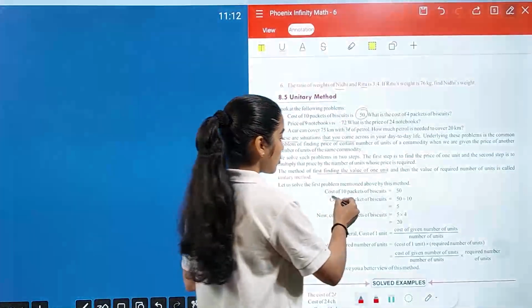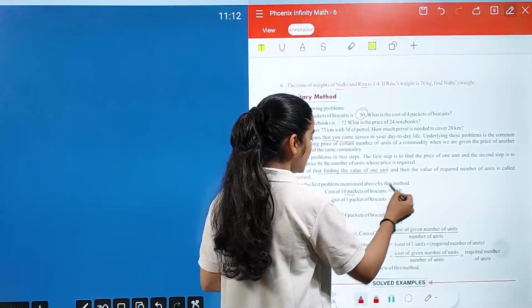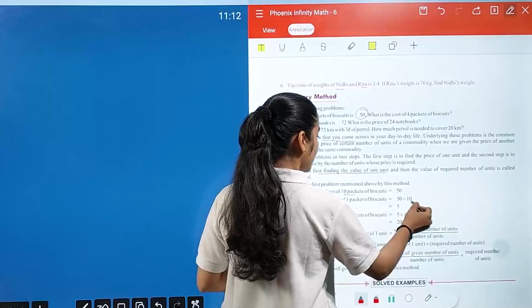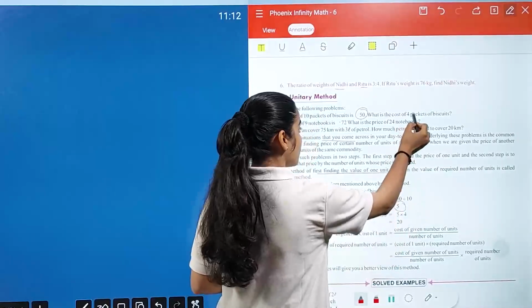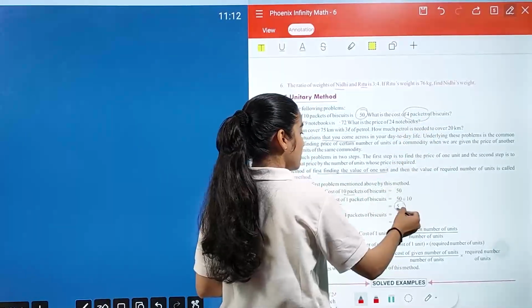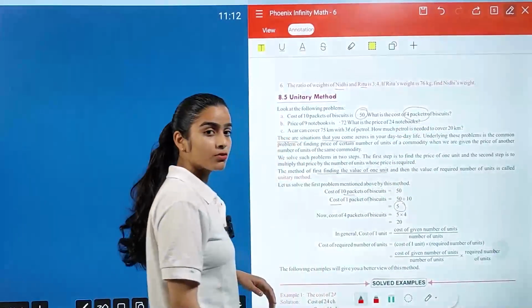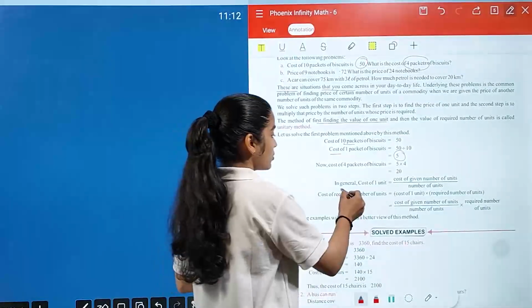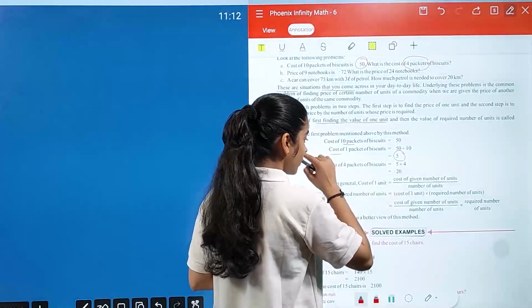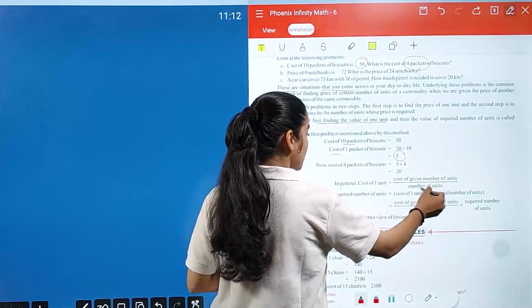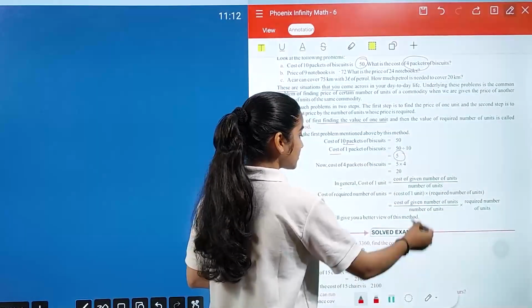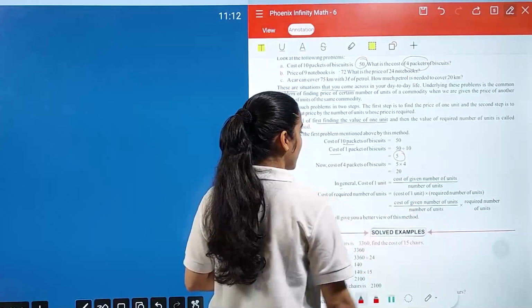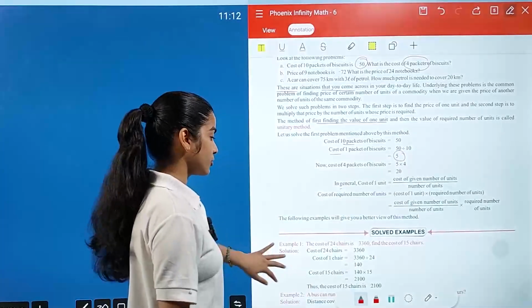Let us solve. The cost of 10 packets of biscuits is 50, and the cost of 1 packet will be 50 divided by 10, so 5. And we have to find the cost for 4 packets. So the price of 1 packet is 5. So how much for 4? 5 multiplied by 4 is your answer, 20. In general, you find the cost of 1 unit from the cost of the given number of units, and then multiply by the required number of units and you will get your answer.